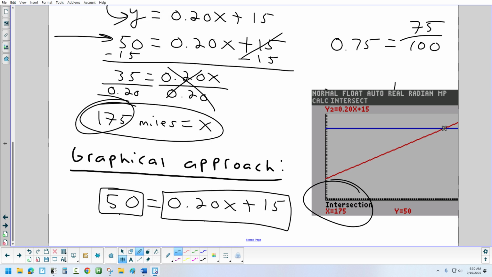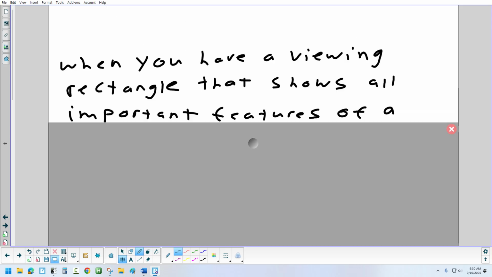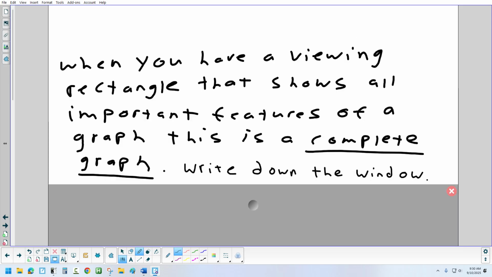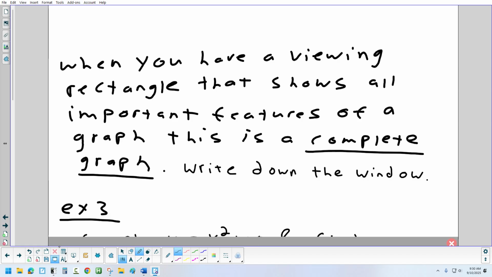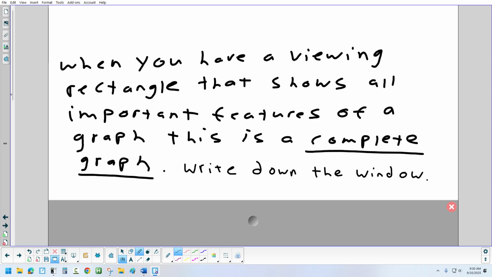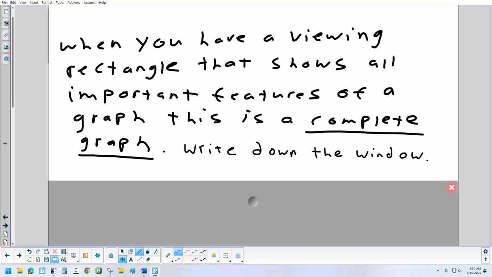All right, so that window that we had right here, that is a good window. When you have a window that shows you everything that's important in your graph, that is called a complete graph. All you have to do for a complete graph is tell me what you used for the x-min, the x-max, the y-min, and the y-max.